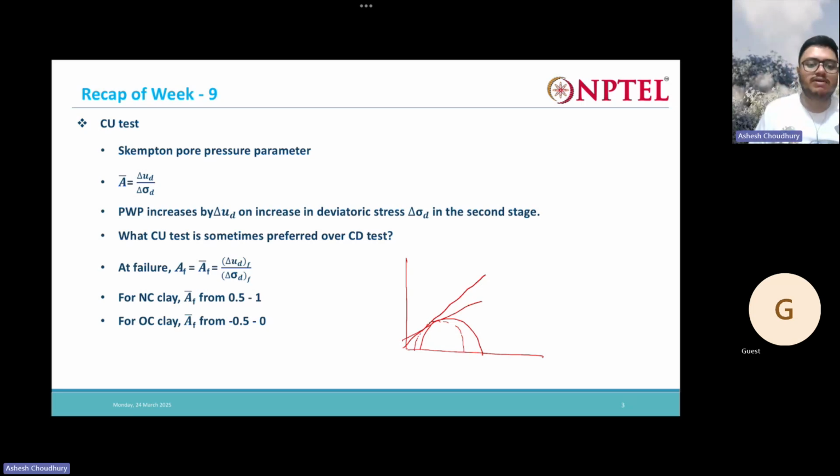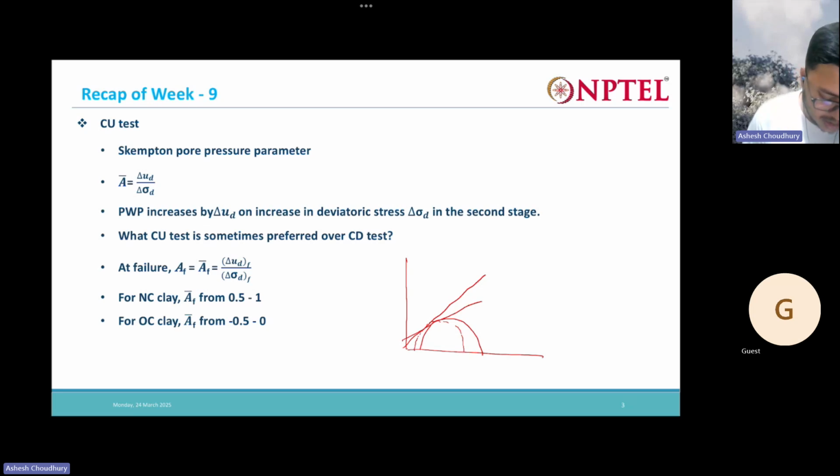Now let us see. At failure, A_f is equal to the value of A at failure, that is, u at failure by sigma_d at failure. For a normally consolidated clay, the parameter A bar at failure varies from 0.5 to 1, and for overconsolidated clay, the A parameter varies from minus 0.5 to 0. Now you can see for normally consolidated clay, the A parameter is positive, and for overconsolidated clay, the A parameter is negative.